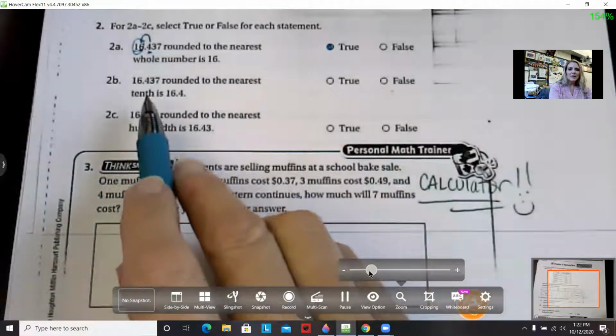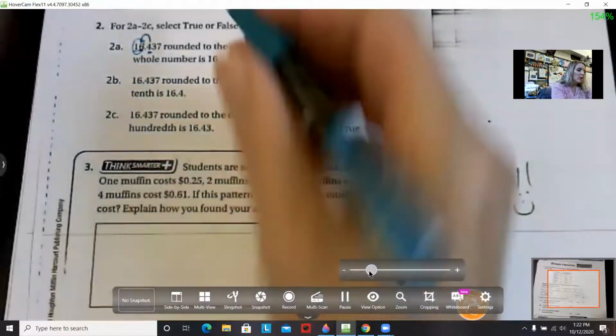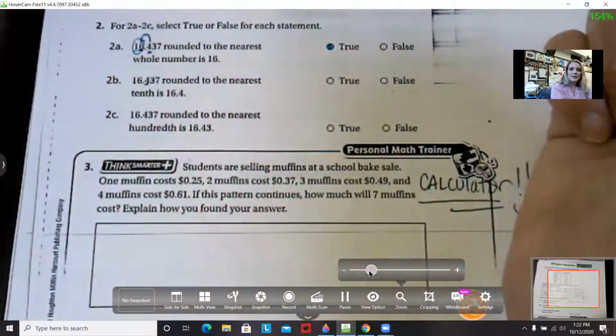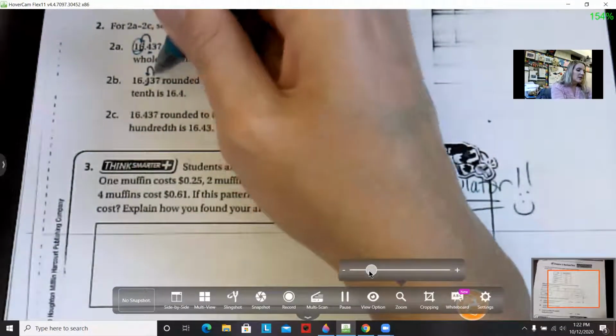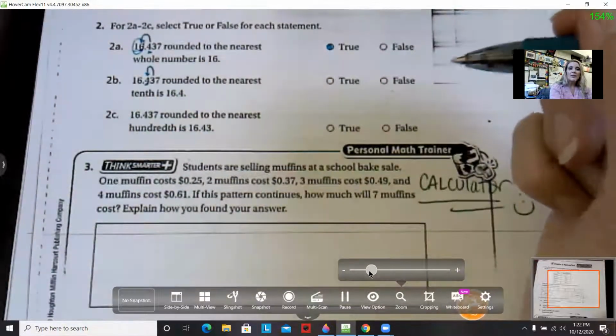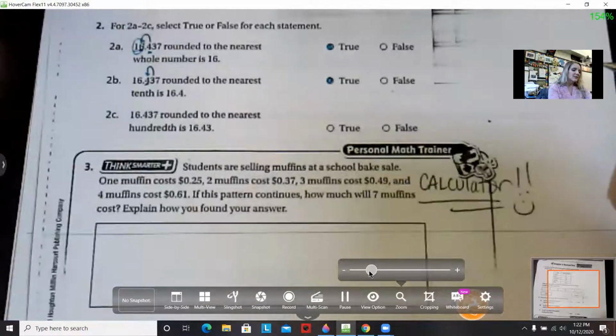Part B, 16 and 437 thousandths rounded to the nearest tenth is 16.4. So let's round to the tenths place. I'm going to underline the tenths place and look at the number beside it, the digit 3. The 3 makes the 4 stay the same. So that also is a true statement.